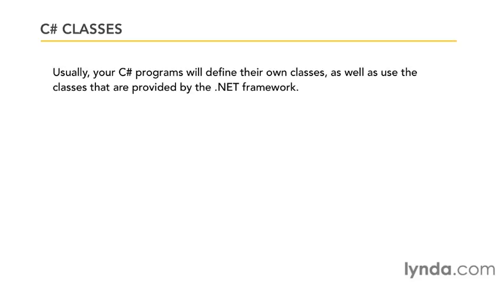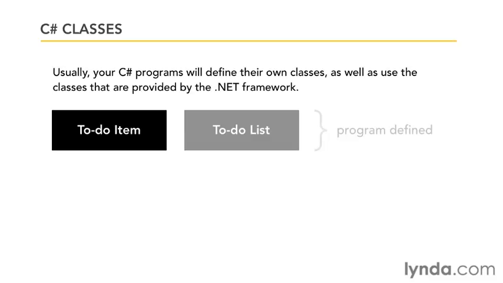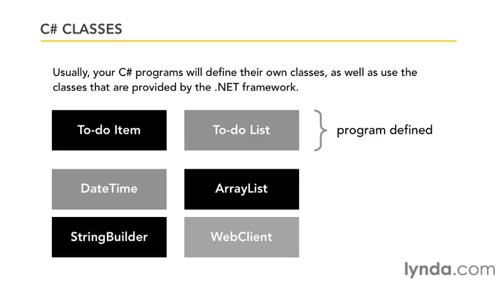For example, suppose we were building an application that managed a list of to-do items. You can imagine that we would have a class to handle to-do items. We would probably have another class to group all of those to-do items in a to-do list. And these are classes that your program would define. But there's a whole bunch of other classes that the .NET framework would provide for you. Things like dates and times and array lists and classes for working with strings and communicating with the internet. These are all provided by the .NET framework. And as you build your applications and learn more about C# and .NET, you will use more and more of the .NET classes to round out your application's functionality.